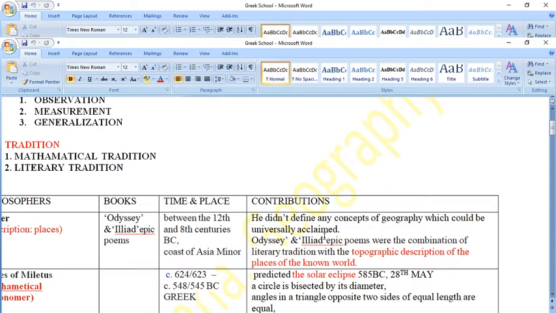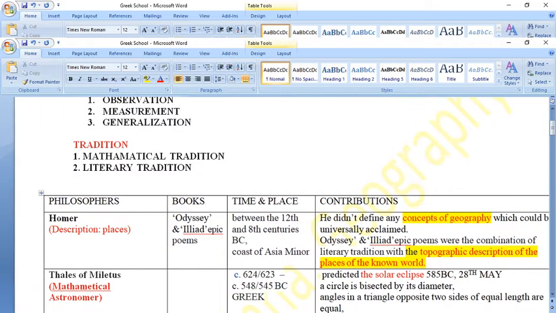But Homer did not define any concept of geography. Why are we calling Homer the starting point? Because in writing the Iliad and Odyssey, epic poems, he combined the literary tradition, which describes the topographical position, known and unknown places of the earth, location of the ocean, location of the continent, all through epic literature. In spite of that, we are getting regional information, locational information. That's why we acknowledge Homer as the starting point of geography.